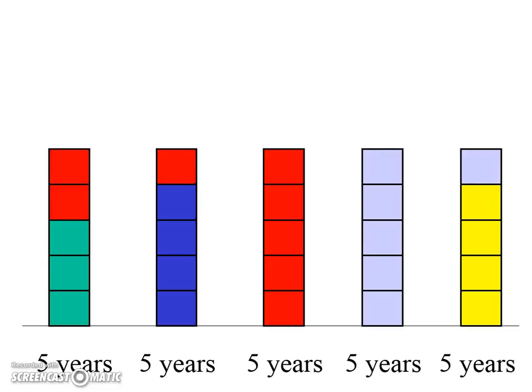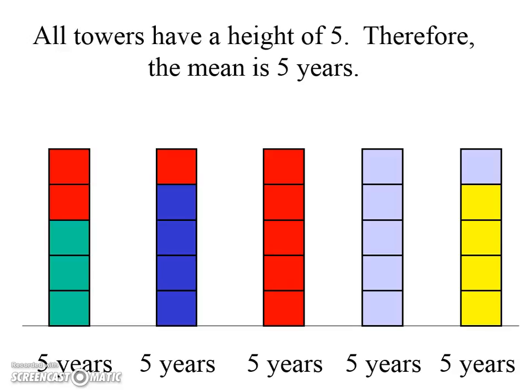There you go. Once I've got 5 towers of equal height, I can now say that the mean is 5, because each tower is 5 squares high. So the mean age is 5. Okay.